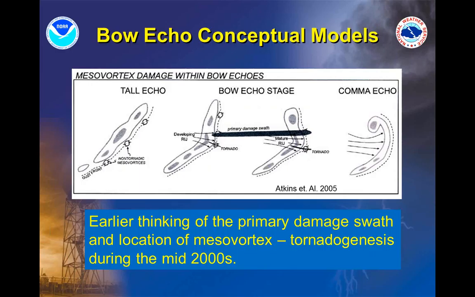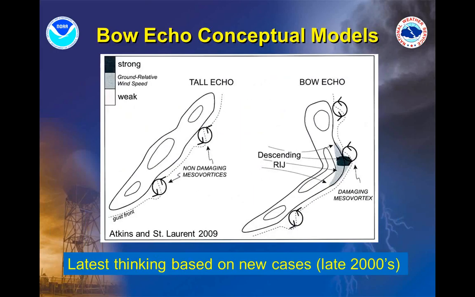And then, like I say, we see the comma echo stage. This is a revision of Dr. Fujita's earlier conceptual model on bow echo evolution. So this was devised just after the BAMEX project and other cases that we looked at back in the 1990s. And next slide.